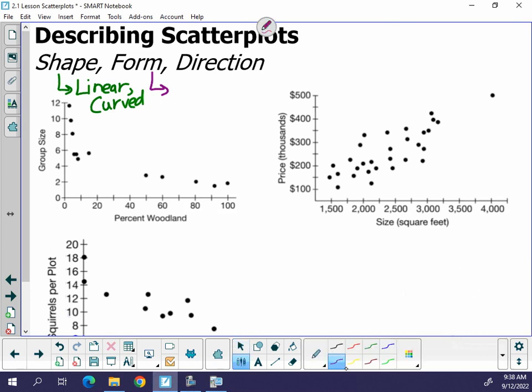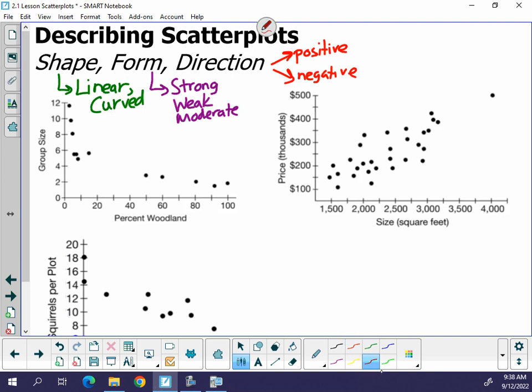And so we are going to talk about the strength. If they're tightly packed together, they would have a strong form. If they're spread out a lot, they would be weak. And somewhere in the middle, we would call moderate. And then direction is, are they going up to the right or down to the right? That's positive or negative. Positive is up to the right, negative is down to the right.